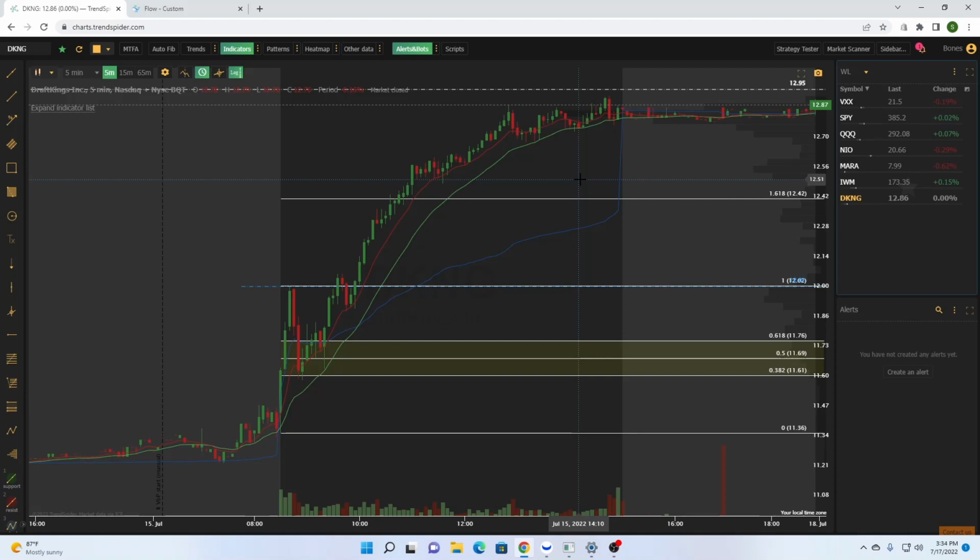You never really know. So trying to avoid the chop, using that EMA slope, as well as separation between the EMAs, has really helped me just avoid the chop. And avoiding the chop in turn has helped me grow my P&L a little bit better, as well as catch these more explosive moves.